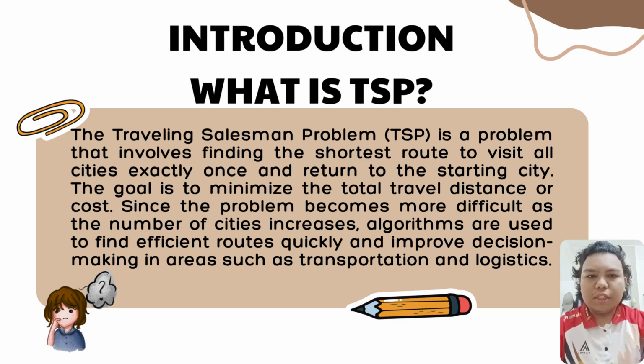So for the introduction, what is TSP? The travelling salesman problem, TSP, is a problem that involves finding the shortest route to visit all cities exactly once and return to the starting city. The objective here is to minimize the total travel distance or cost. Since the problem becomes more difficult as the number of cities increases, algorithms are used to find efficient routes quickly and improve decision making in areas such as transportation and logistics.